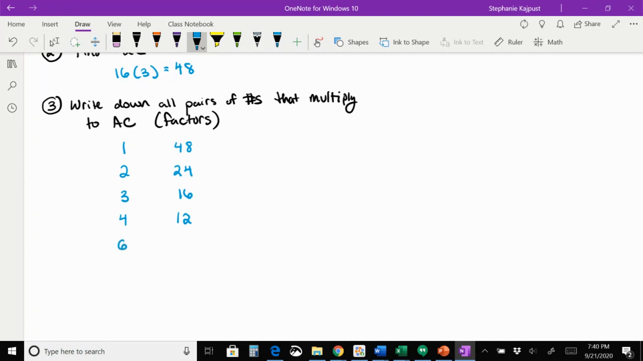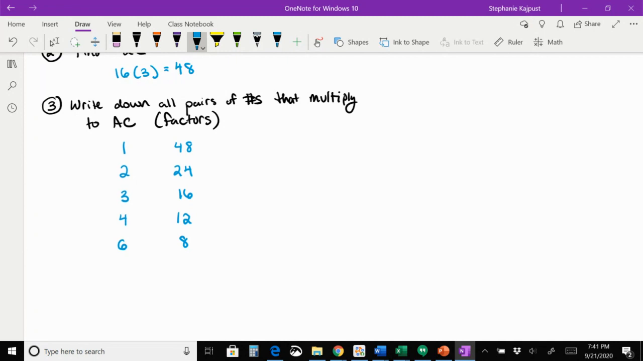Then we try 48 divided by 6, which I'm pretty sure is 8, but for whatever reason I'm not trusting myself. And then we would try 7. Once you get to 8, you've come around in a circle because you have 8 written down already. So you don't have to try every single possible number. You just keep trying numbers until you've come in a circle and you have a number that's already written down. So these are all the numbers that multiply to A times C.